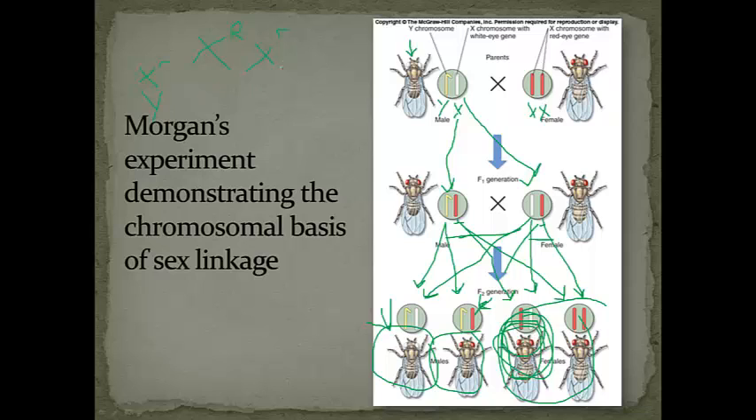And what we're going to get, we're going to run a little Punnett square here. What we're going to get is a red-eyed male, a white-eyed male, a red-eyed female, and a white-eyed female. Okay, so he figured this out, and that's when he clued in that it must be on the chromosome that only the female is carrying.